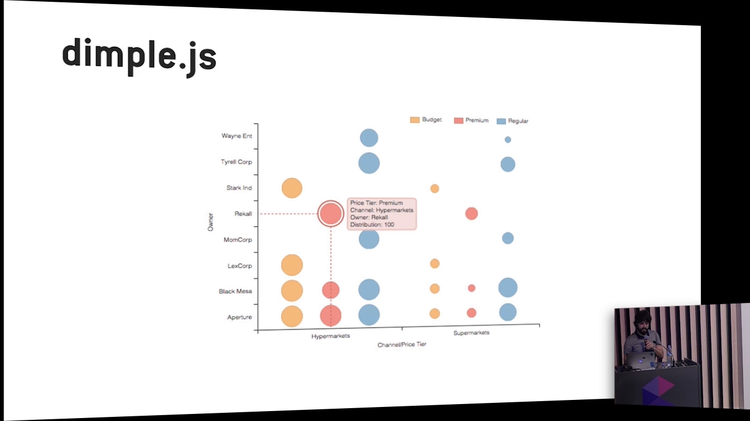In the case of Dimple.js, this whole graph is drawn with this code right here. In this graph, we have, for example, the axis, the legend. We have some beautiful animation. All of that is done with this code right here.